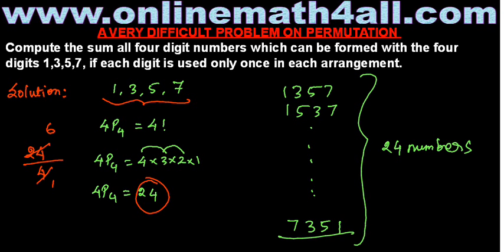So 1 will be repeated 6 times, 3 will be repeated 6 times, 5 will be repeated 6 times, 7 will be repeated 6 times in units place. The same thing will happen in tens place, hundreds place, and also in thousands place, because that is what I demonstrated in the simple problem with 3 digits. The total number of numbers divided by the number of given digits, that is 24 by 4, is equal to 6. So each digit will be repeated 6 times in units place.